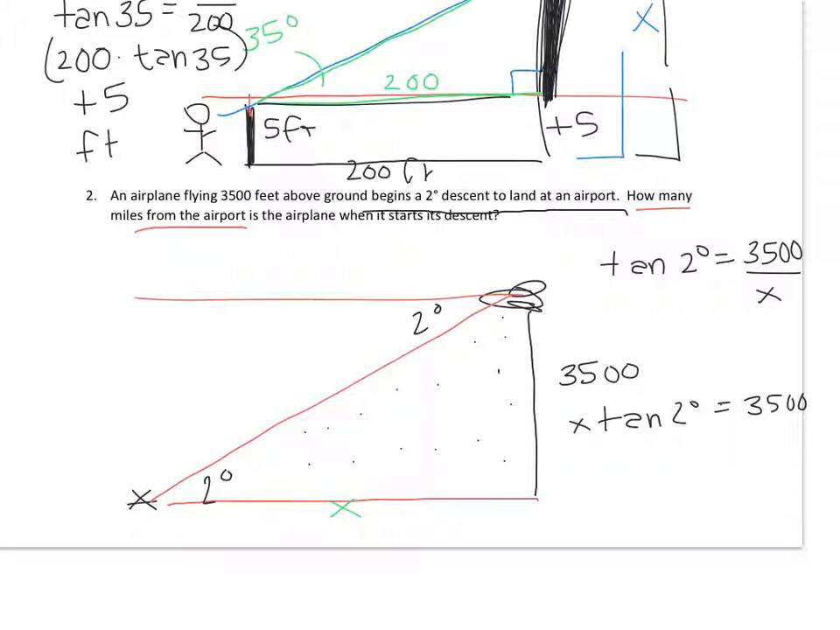I don't have my calculator, but your answer is going to be 3,500 divided by tangent of 2 degrees. And make sure, since we're talking about feet, that you answer in feet.